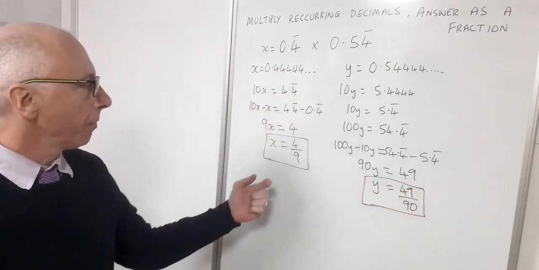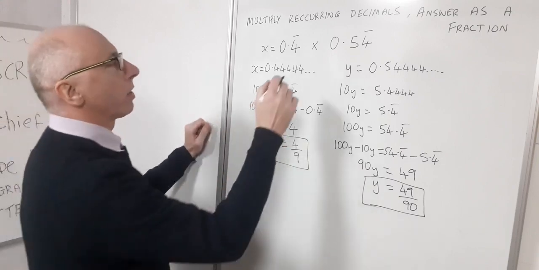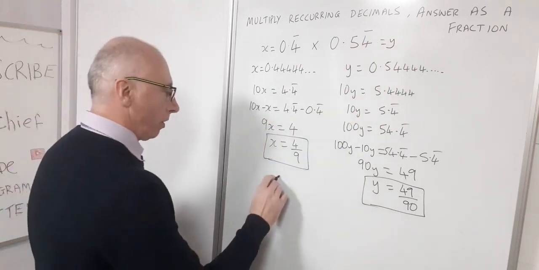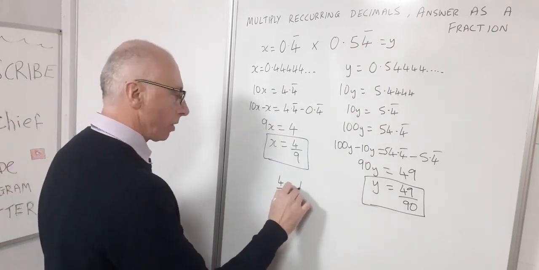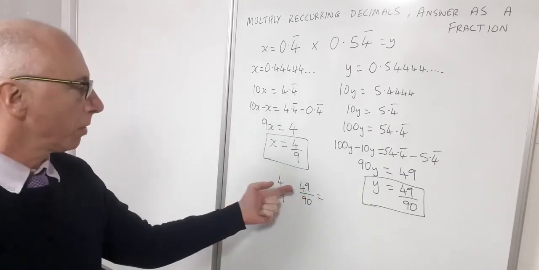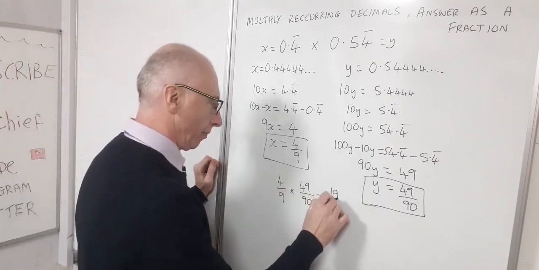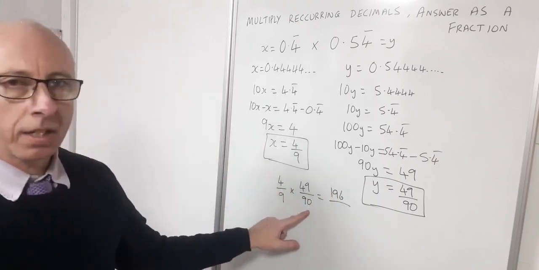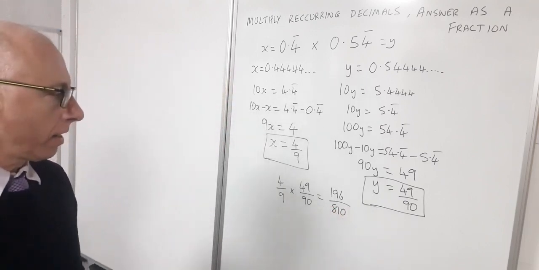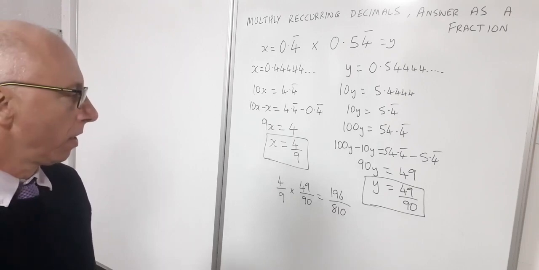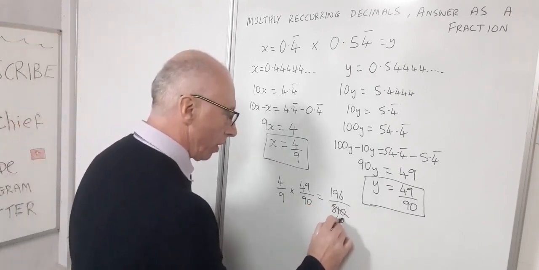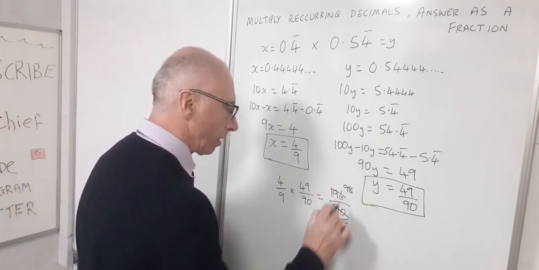So all that's left now is to do x times y, because this is my y on this side. So now I've got 4 over 9 times 49 over 90. Well, 49 times 4 is 196, and 9 times 90 is 810. Okay, let's see what we can do to simplify these off. Well, they're both even numbers, so I can divide by 2. So that will give me 405, and that will give me 98.